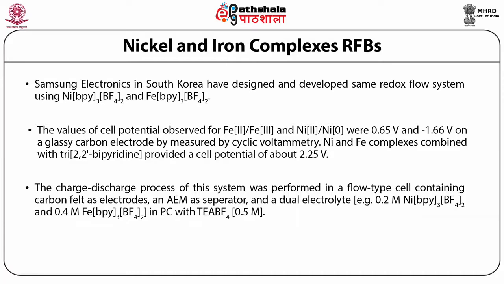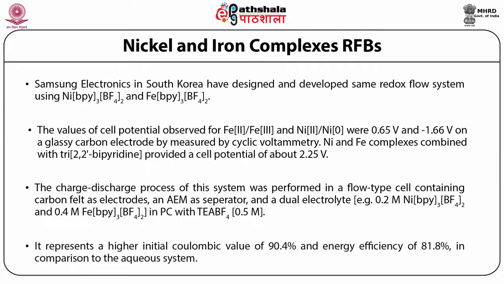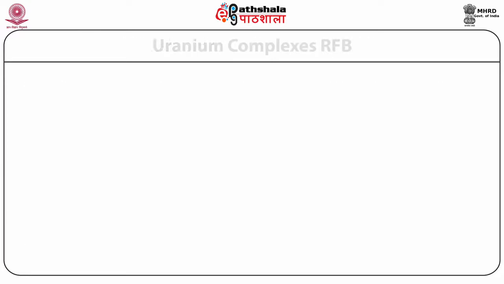For example, 0.2 molar Ni(bpy)3(BF4)2 and 0.4 molar Fe(bpy)3(BF4)2 in PC with TEABF4 0.5 molar. It represents a higher initial Coulombic value of 90.4% and energy efficiency of 81.8% in comparison to the aqueous system.